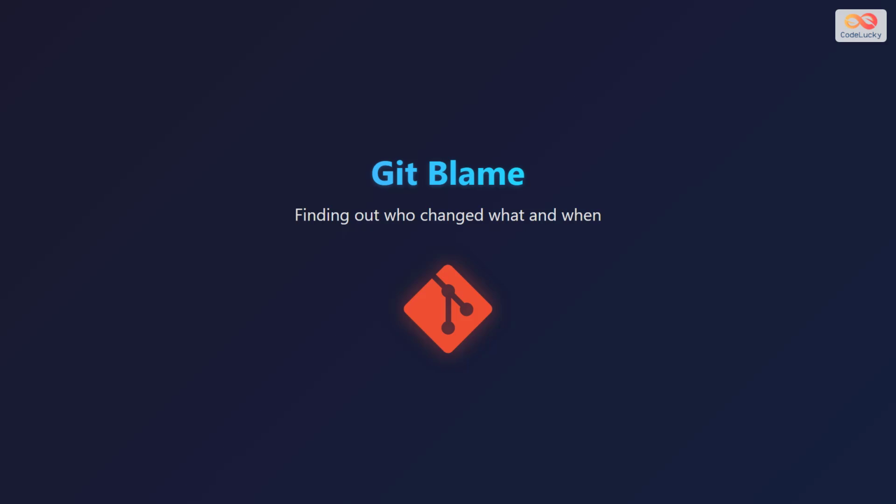Welcome to the world of Git Blame. Git Blame helps you find out who changed what and when in your code. It's like a detective tool for your Git repository.